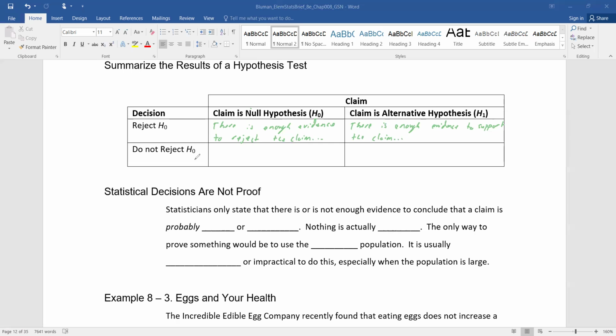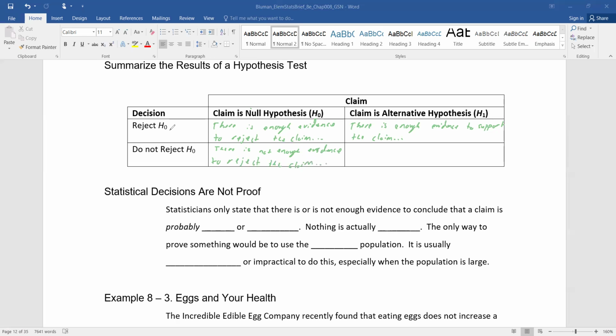Now, if I do not reject the null and the null was my claim, then it's a little bit of the same concept. There is not enough evidence to reject the claim.